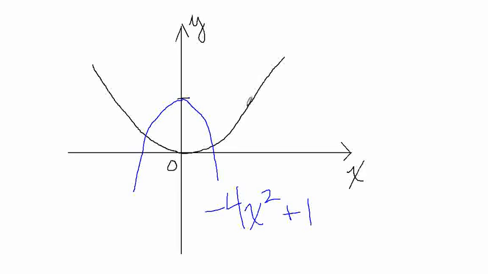Okay, so whereas the original graph went through 1, comma 1, the new graph is going to have an x-intercept of 1/2. So it's going to go through the point 1/2, comma 0. Okay, and it's also going to have a y-intercept of 0, comma 1. It's not going to go through the origin anymore.